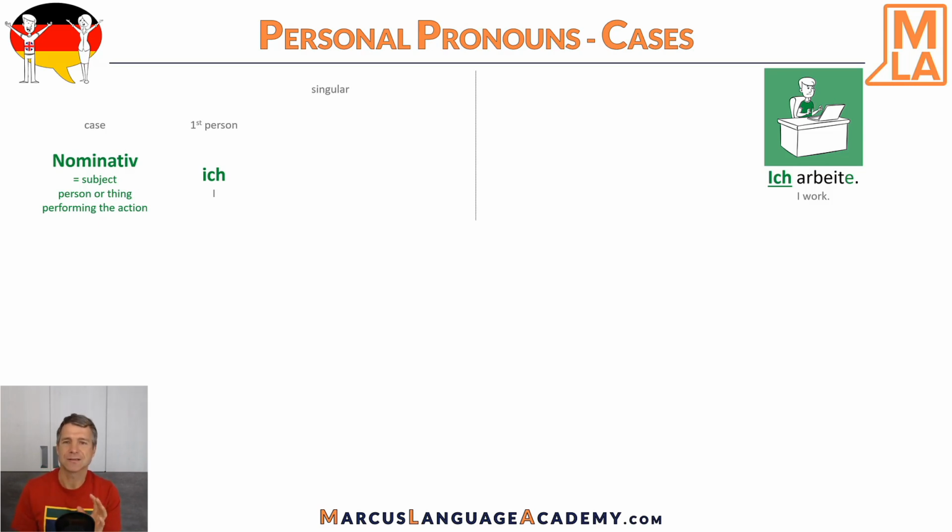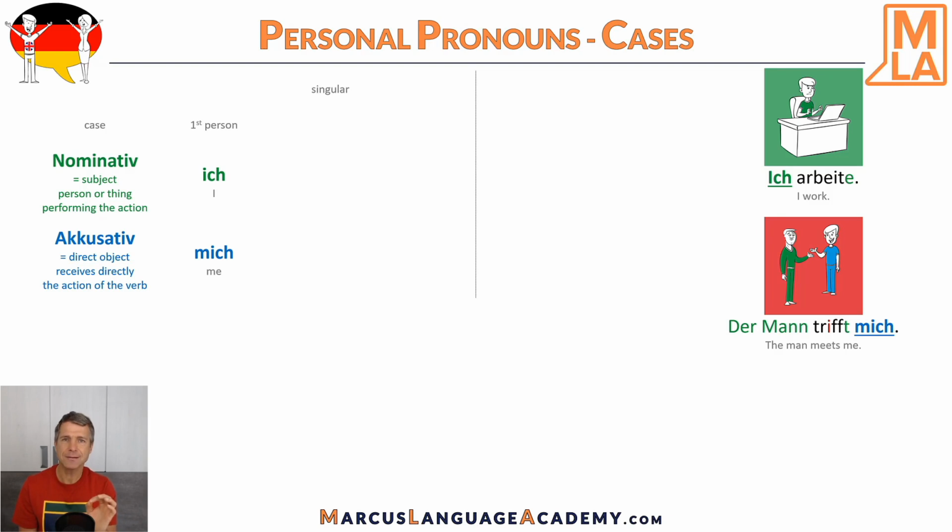But how does our pronoun change in the accusative? The direct object always gets the color blue and receives directly the action of the verb. And therefore, ich becomes mich. Here an example. Der Mann trifft mich. The man meets me. The background color here is red because the conjugation of the verb is irregular. Green would be regular. More about regular and irregular verbs can be found in 2 of our previous videos.